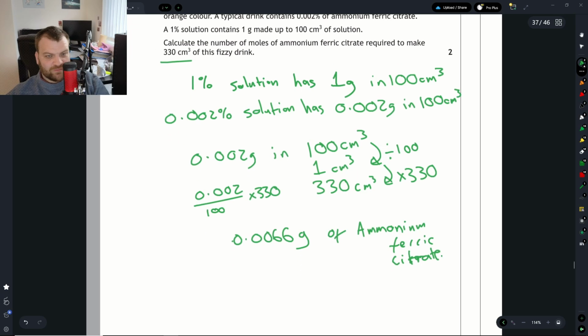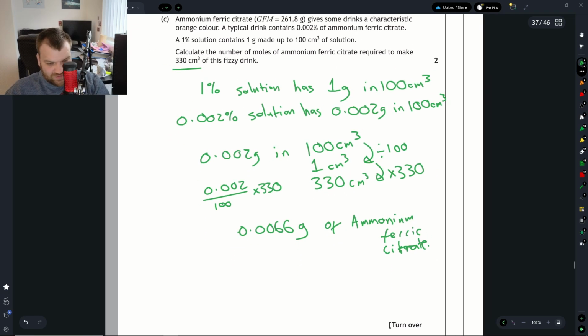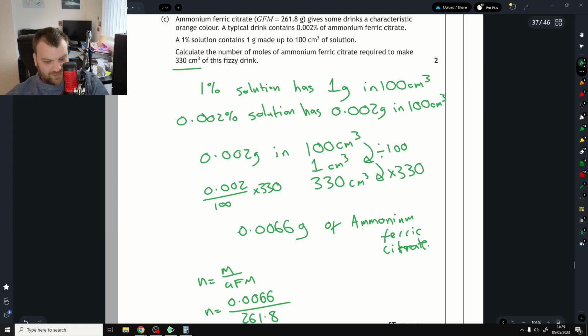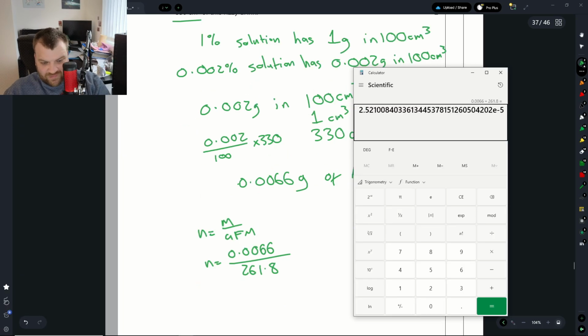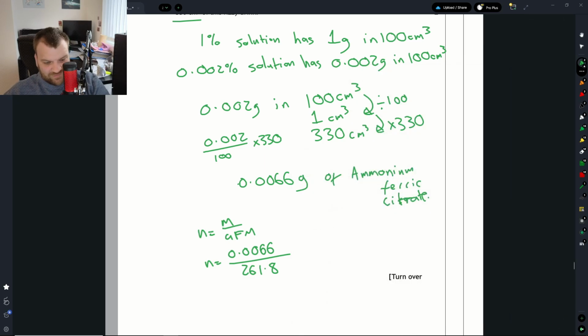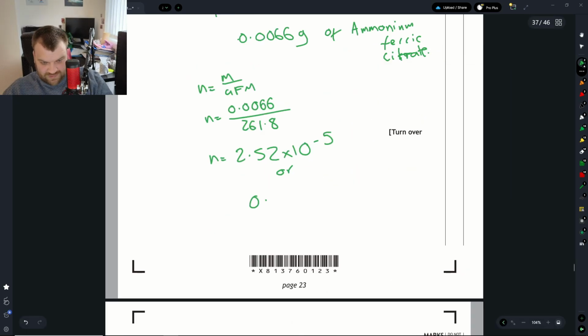Final question, we want the number of moles. Moles equals mass over GFM. All the same chemical, so we don't need to worry about any ratios. It's going to be 0.0066 divided by, the question tells us GFM is 261.8. And that will give us an answer of 2.52 times 10 to the minus 5, or 0.0000252 moles. That would be our answer.